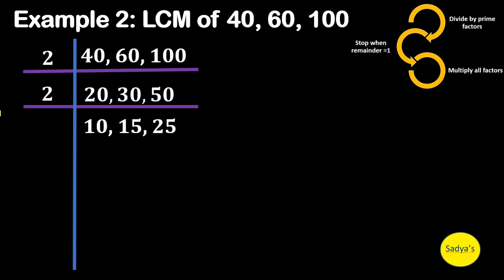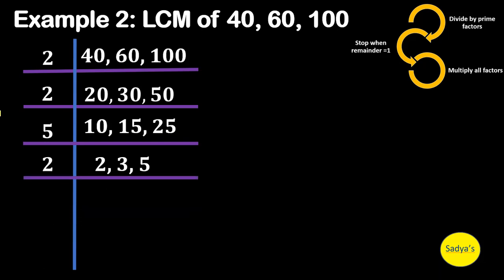The common factor of 10, 15 and 25 is 5. So dividing these three numbers by 5 gives us 2, 3 and 5. We are done with the common prime factors. 2, 3 and 5 do not have any common prime factor, so we now start dividing by uncommon prime factors.